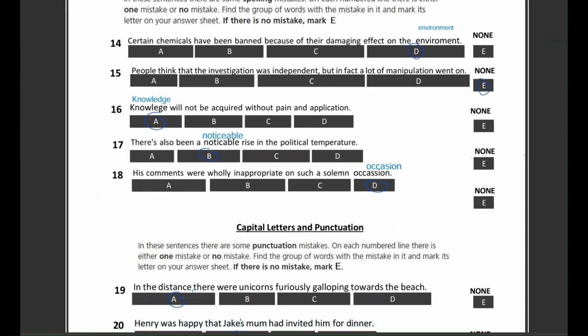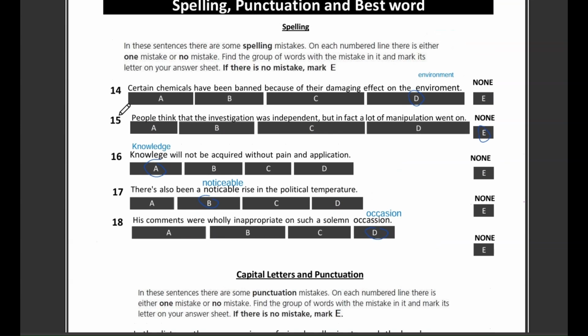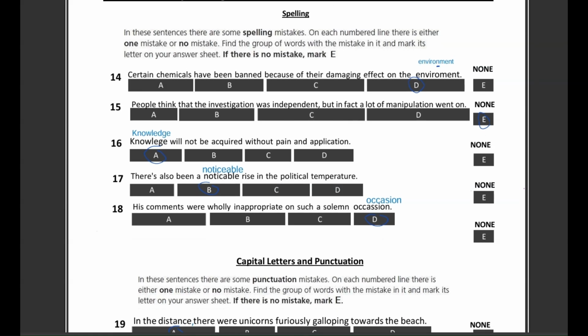Question 14. This question is all about spotting a mistake, but not a math mistake, it's a spelling mistake. It says certain chemicals have been banned because of their damaging effect on the environment. Now, if you look closely at the word environment in the sentence, you might notice something's not quite right. The word environment is not spelled correctly. It's missing a letter. The correct spelling is environment. There should be an N before the M. So the answer here is D, because that's the one that points out the spelling mistake.